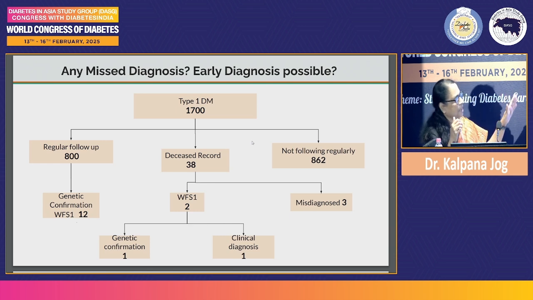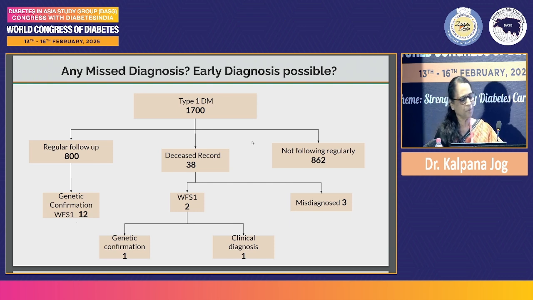Now, this is our registry. We selected the regular follow-up patients. Why regular follow-up patients? Because Wolfram syndrome has a timeline, and a disease record was selected. What we did was a retrospective analysis of the clinical and investigational profile of every record to check for anomalies, including eyes, hearing, urological or neurological problems, or for that matter any other problem, and gave special attention to that.